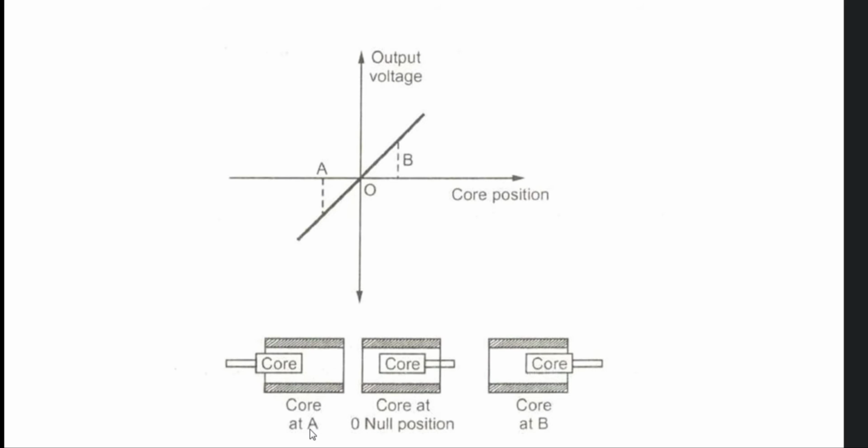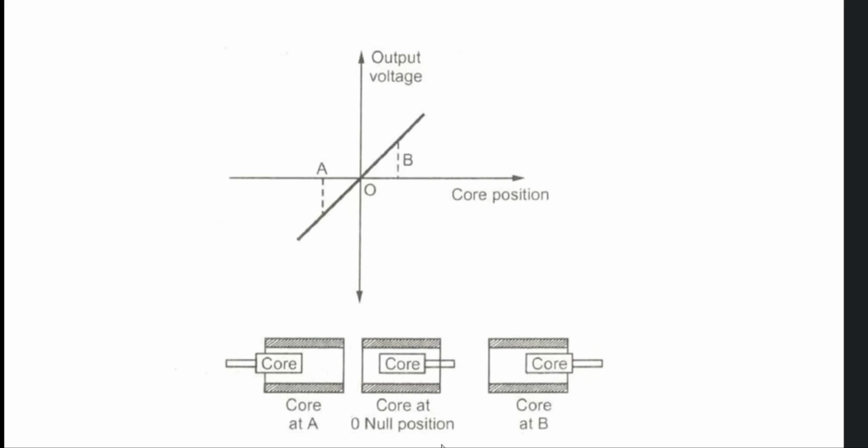This is for A, this is for the null position. The zero point is given here. This position is denoted as the null position. This is for B. So for different core positions, you will be getting a linear curve like this. This is what we obtain from the LVDT practically.